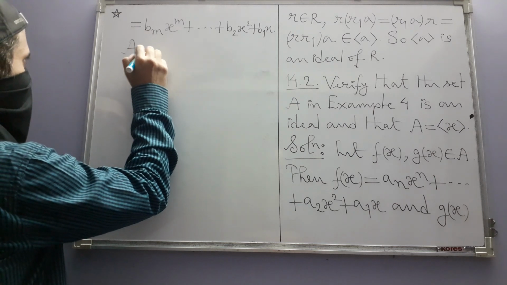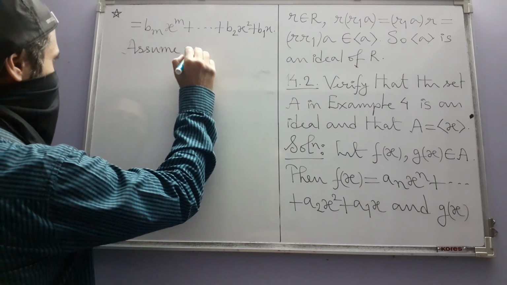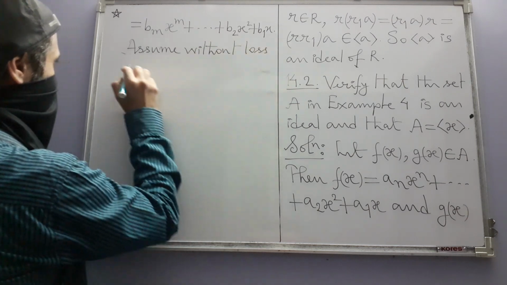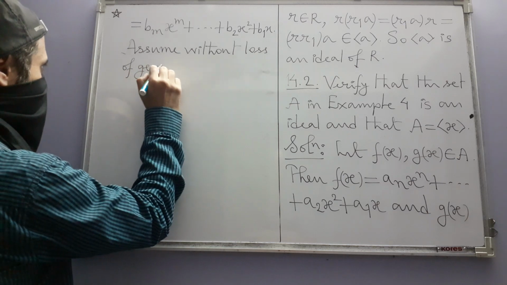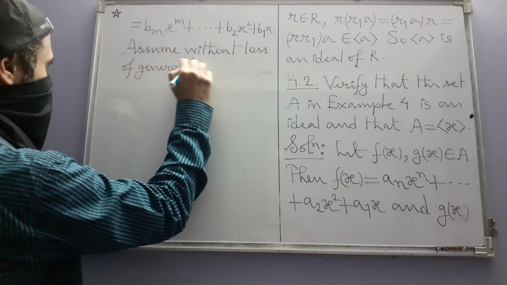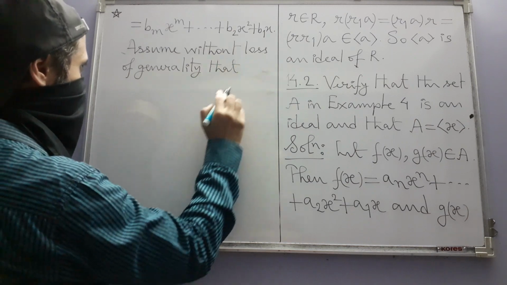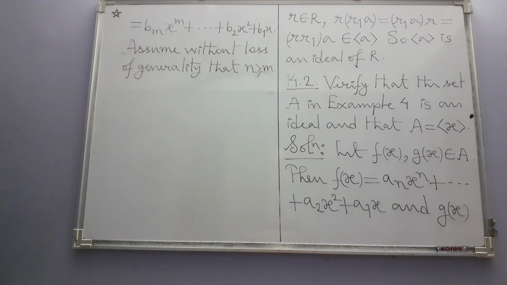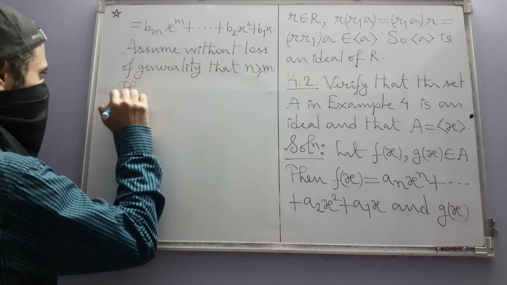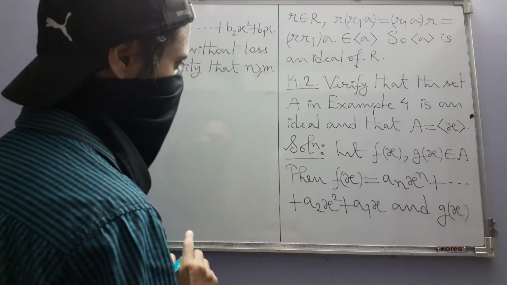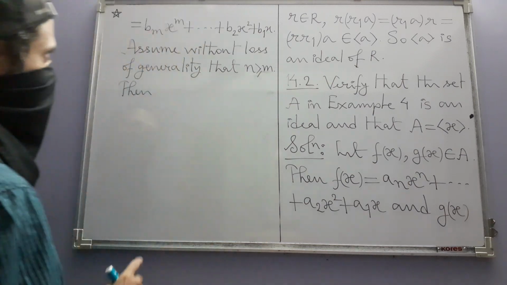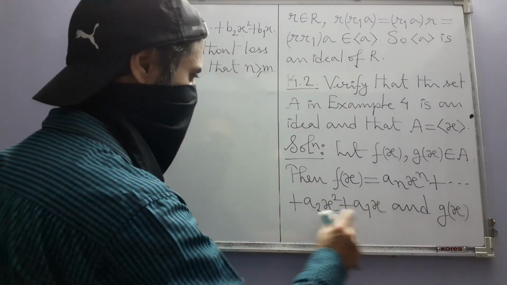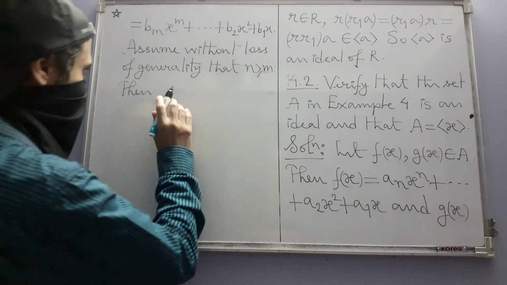Assume without loss of generality that say n is greater than or equal to m. Then what we are going to do, n is greater than or equal to m. So we will make g like f. Okay, we are going to change g in such a way that it would look like f in this sense.